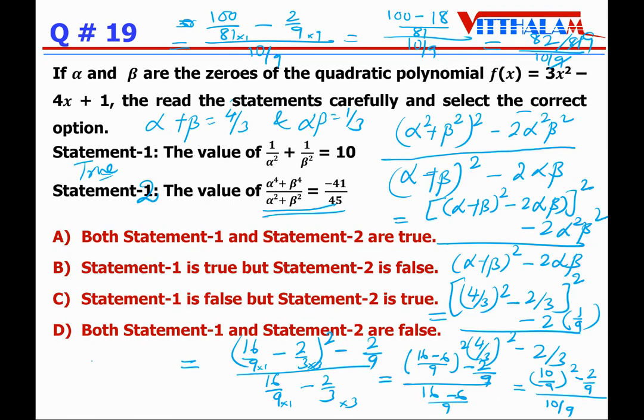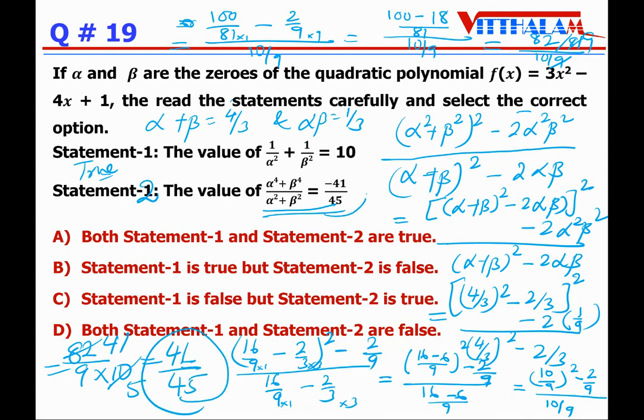So now I am writing here 82/9 further divided by 10. So 10, 9, 5 twos are 10, 41 twos are 82. Therefore, it is 41/45. Hence, the given statement is false. So statement 1 is true, statement 2 is false. So answer is B.